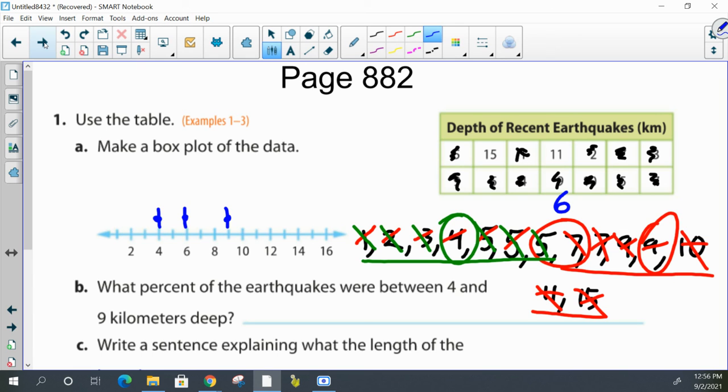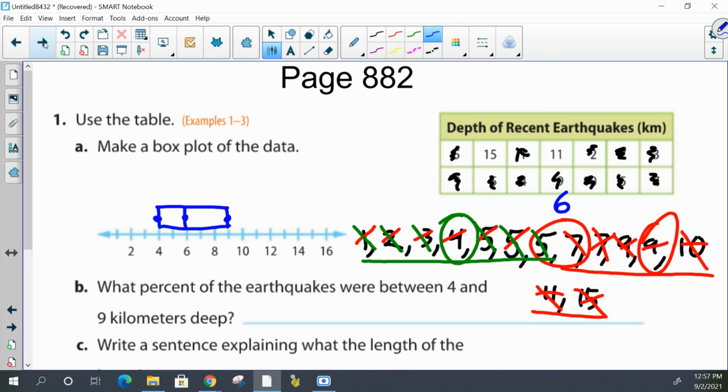And then connect the top and the bottom of your quartiles, the outside ones. So you go all the way across on the top and all the way across on the bottom. So you're making a box, and you're going to have a line through that box. That line is your median.